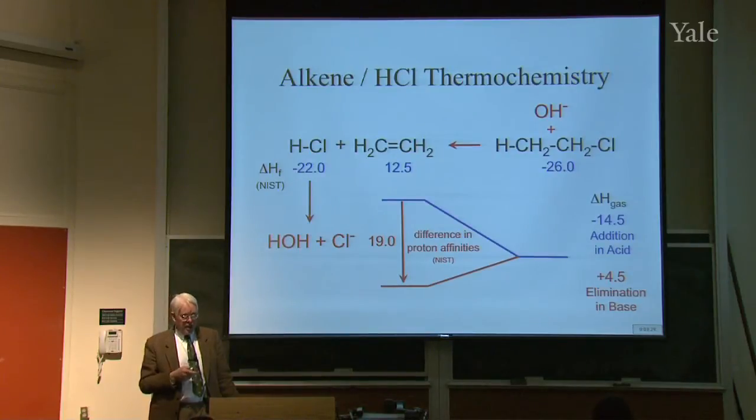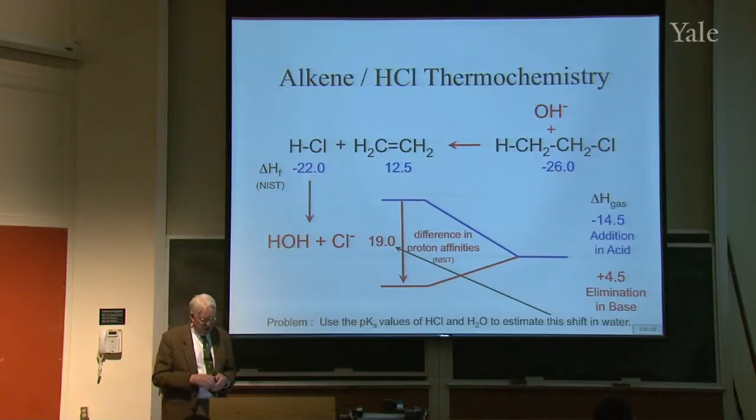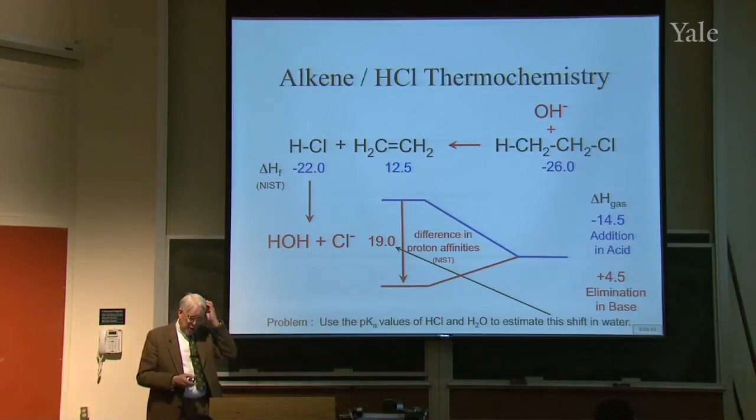The elimination was done in the presence of strong base. The addition is done in the presence of acid. So you might not be able to run the machine backwards, right? Incidentally, here's a problem for you to look at for Wednesday too. Use the pKa values for HCl and H2O to estimate the energy. Here I looked it up in the proton affinities in NIST and got 19 kilocalories per mole. But you could have done the same thing out of your head or out of a simple table.